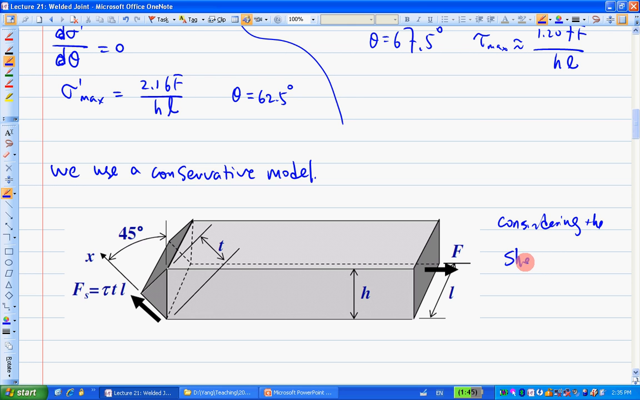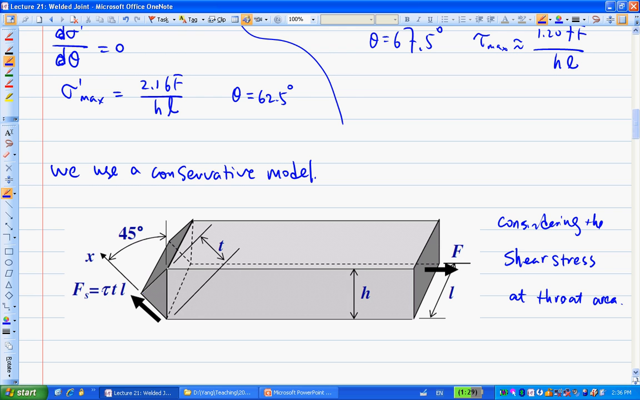So in other words, we're only considering the shear stress at the throat area. If you look at this one, is that the throat area? Because of the 45 degrees, the length from here to here is the throat length, T, right? And the throat area is T times this total length L. That's basically the throat area. So the force divided by the throat area is the shear stress, tau.